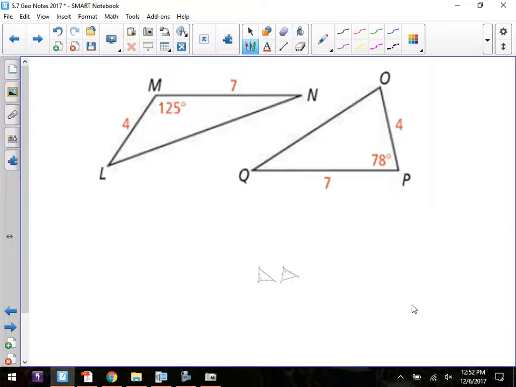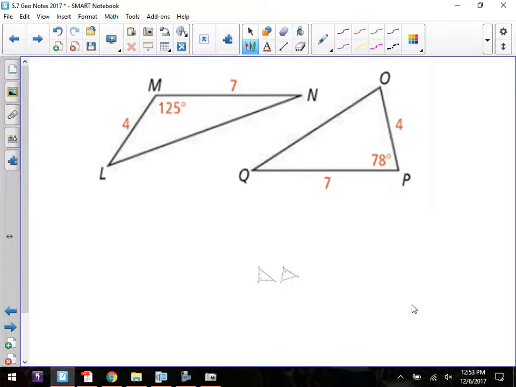So, in this example here, which one is going to be the longer side length opposite the given angle? Oh, wait. Last time I checked, 7 is the same thing as 7, and 4 is the same thing as 4. I'm hoping that I'm not going off on a complete crazy land on this one.